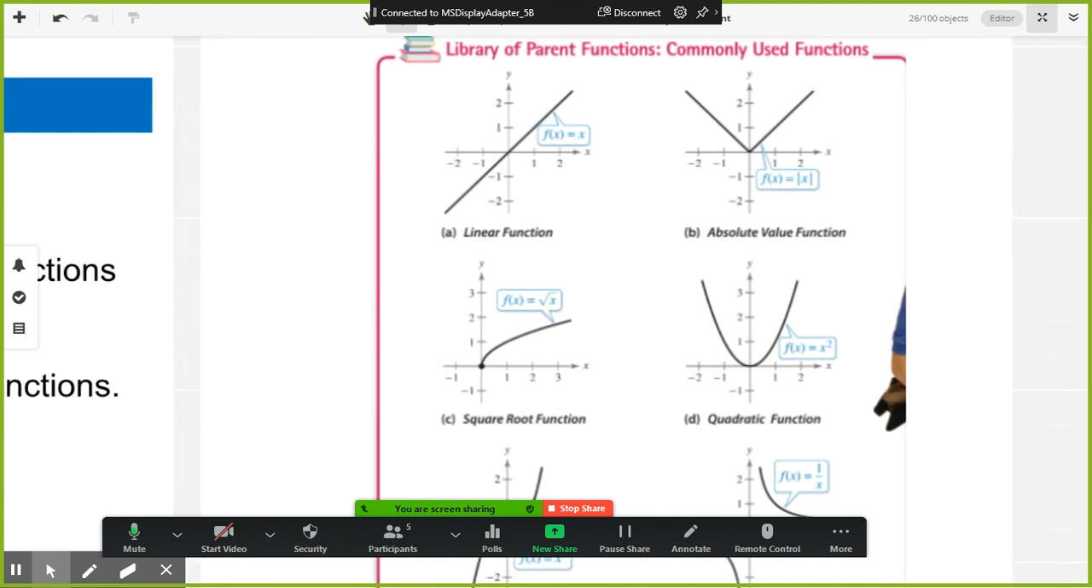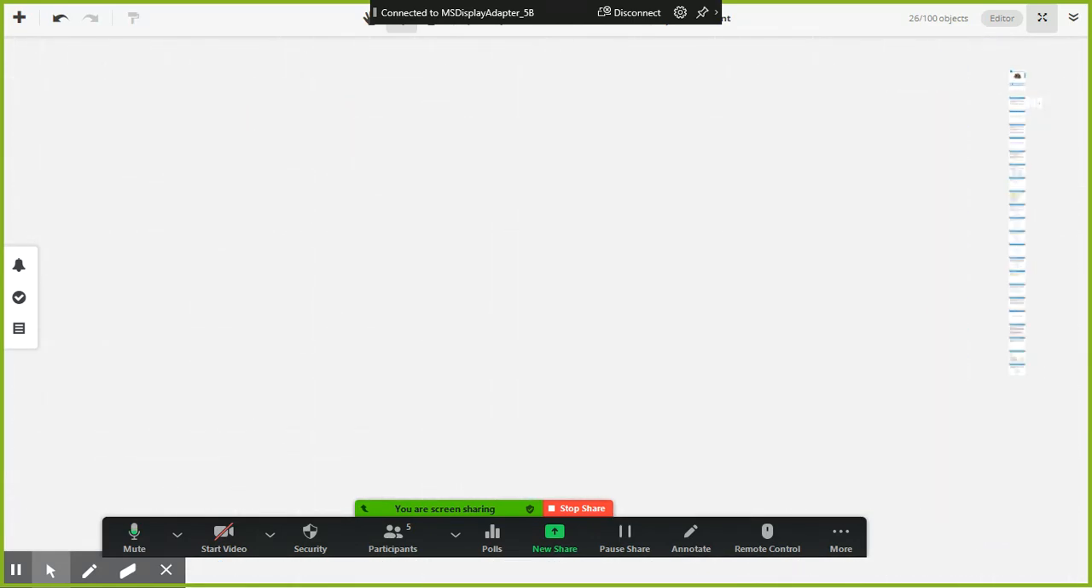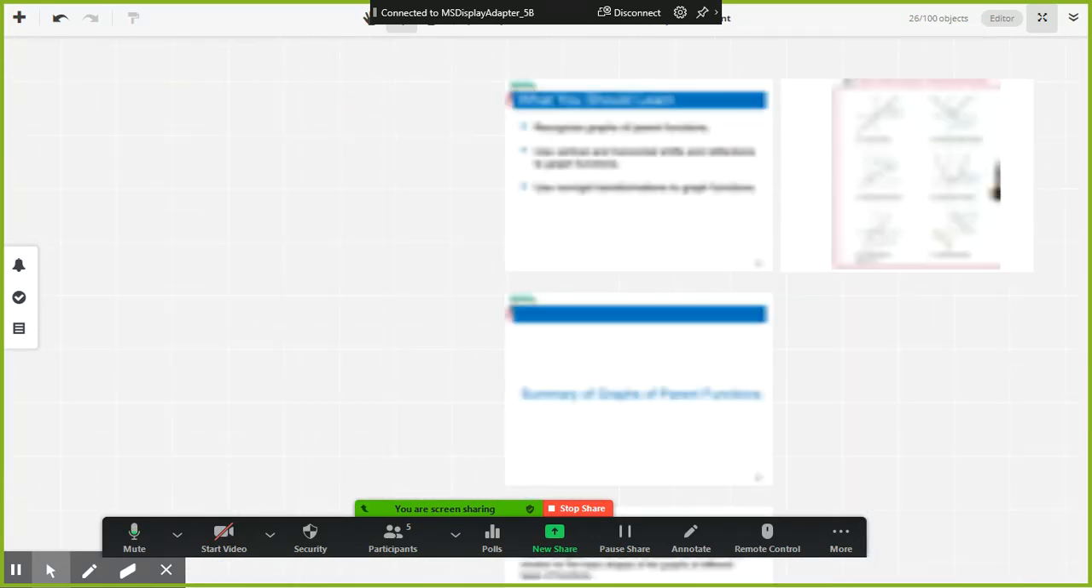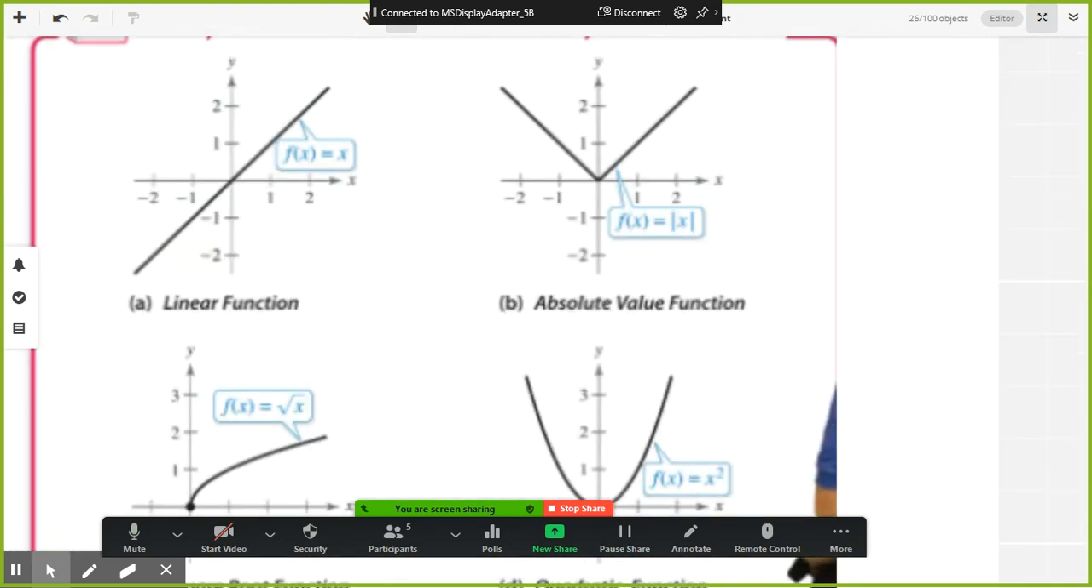And if you look here, we'll add a few more as we go, but whoa, that didn't work the way I wanted it to. Here we go.